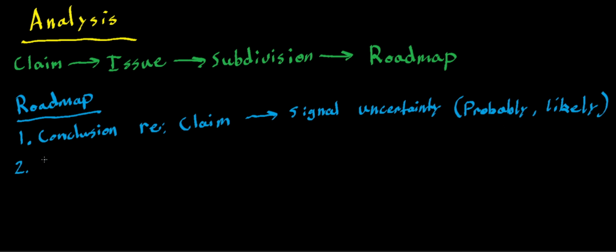The second item that a roadmap needs to include is an introduction to the elements of the claim. Okay, so if a claim has four elements, you first state your conclusion and then you say there are four elements to this claim, and then you list them out. Once you have done that, then you dispose the obvious elements.